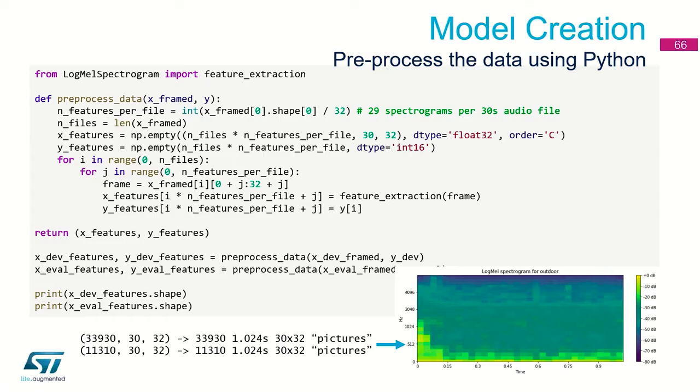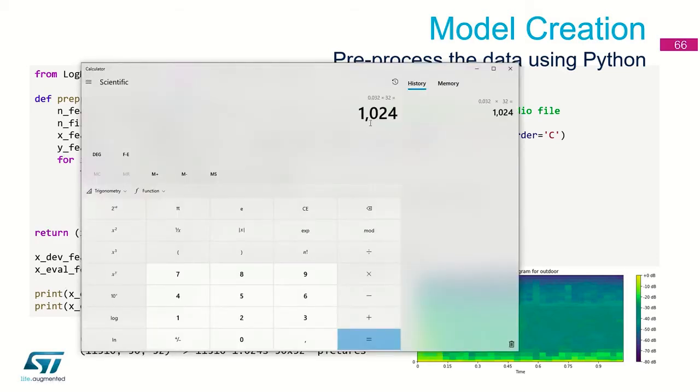So as a result, we have a set of 1.024 second long pictures, and these are the Python codes to prepare those pictures. Just to remind you, we have a set of 30 second long atomic recordings, and each 30 second long raw audio recording is transformed to the frequency domain, and as a result of this transformation we have 29 pictures. So the 30 second long atomic recording is represented as 29 spectrograms. Why 29? Each spectrogram covers 1.024 seconds of recording. So we need to divide the 30 second long atomic recording by 1.024, and as a result, we have 29. Of course, we need to take only the integer part.